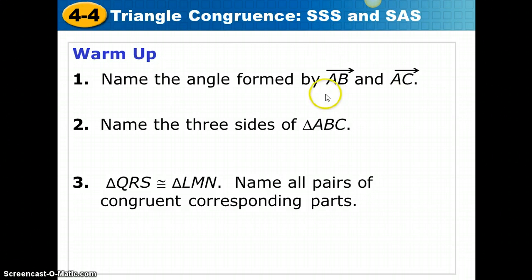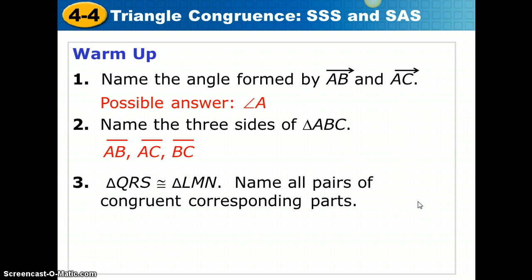Name an angle formed by ray AB and ray AC. They both share a vertex A. So we could say just angle A or angle BAC or angle CAB, but A should be the middle letter if you use all three. I want you to name three sides of triangle ABC. Those would be AB, AC, and BC, with segment lines above each one.